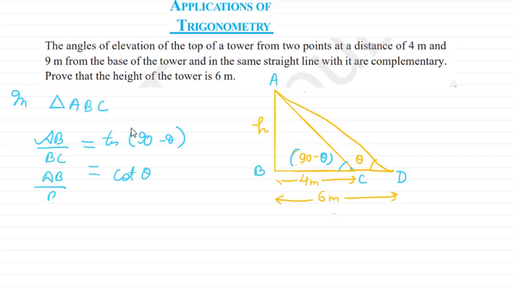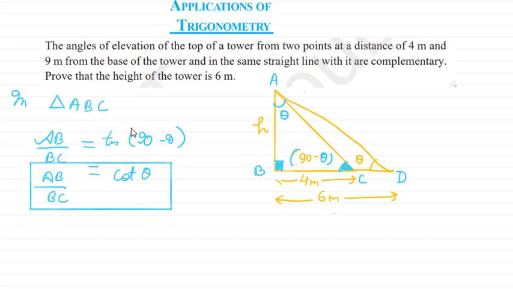But this thing is not in your syllabus, like the complementary angles now. So what you can do, see here, if this angle is 90 minus theta and this angle, you know that this is 90 degrees, so if you find out this angle, this will be theta only. So now you know that if this is theta, then BC by AB will give you tan theta, or AB by BC will give you cot theta. So you can use this thing directly.